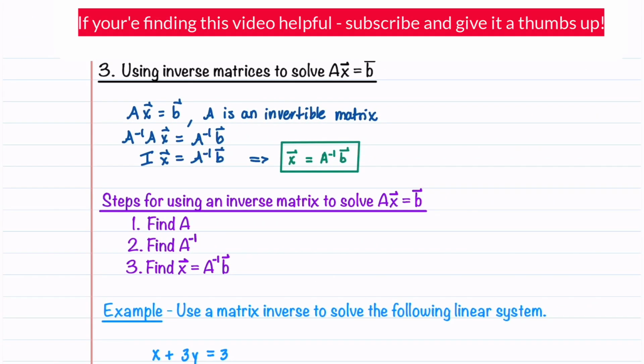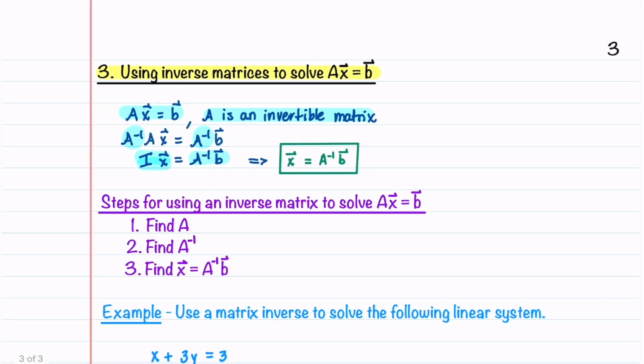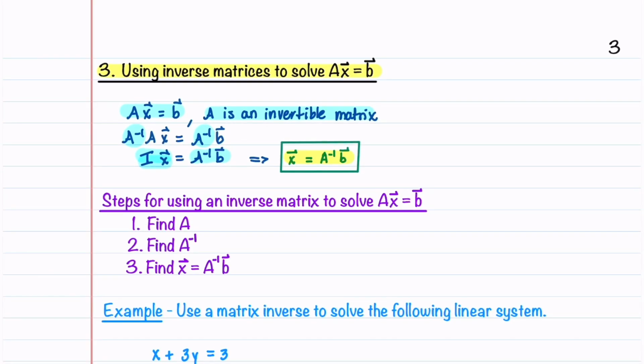Let's now see how we can use inverses to solve linear systems of equations. We're given a linear system of equations written in matrix vector form, and we're going to assume that A is an invertible matrix. To solve for x, we're going to multiply this equation on the left by A inverse. A inverse times A times x is then the identity matrix times x, and our right-hand side is A inverse times B. This gives us a formula for our solution x, and it's x is equal to A inverse times B.